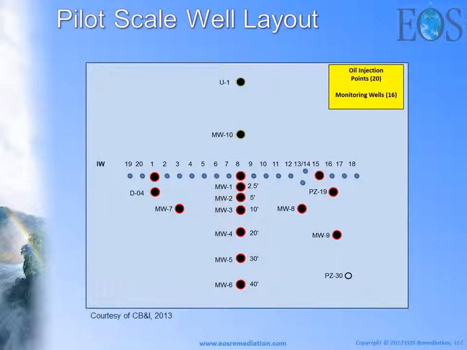Here's a layout of their injection design. The blue dots are the injection points. The black and the red dots are their monitoring locations. The data that I'm going to show you in the next slide is from the center of this figure, from injection well 8, and then the subsequent monitoring wells, MW1 to MW6. The numbers next to it are the distance from injection well 8 in feet. So it starts at 2.5 feet, and then 5, and then 10 feet, and so on.